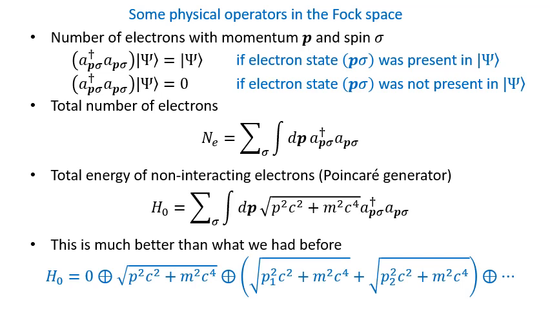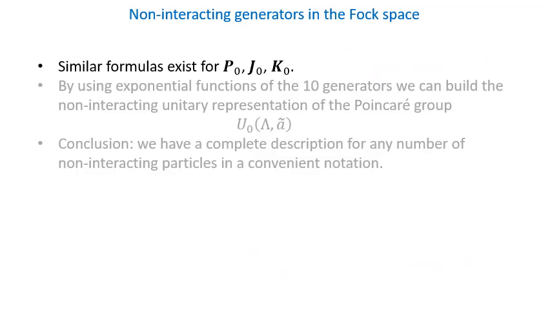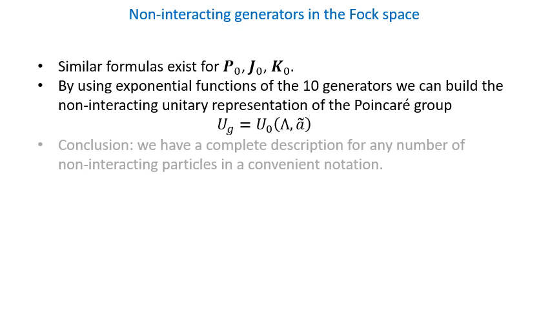Obviously, it's much more convenient for calculations. That's the real power of the creation and annihilation operators. Similar formulas exist for the other 9 non-interacting Poincare generators. And once we have all 10 generators, it's not difficult to build the full unitary representation of the entire group.